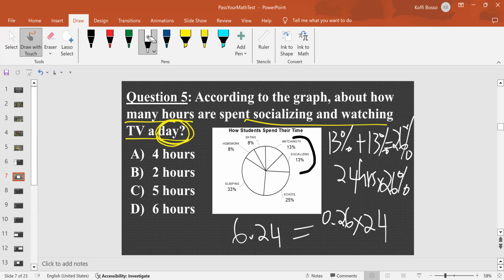Okay, that means 6 hours and 24 minutes. But they say according to the graph, about. So it's like approximately. From the 4 choices, the correct choice is D, 6 hours, because 6.24 is close to 6 hours. So that's the answer. So you take the percentage, you convert it in decimal, and you multiply by the number of hours we have in a day.